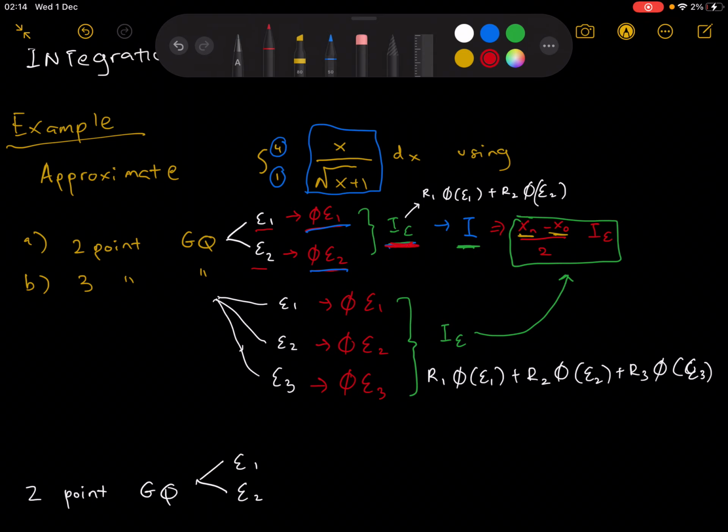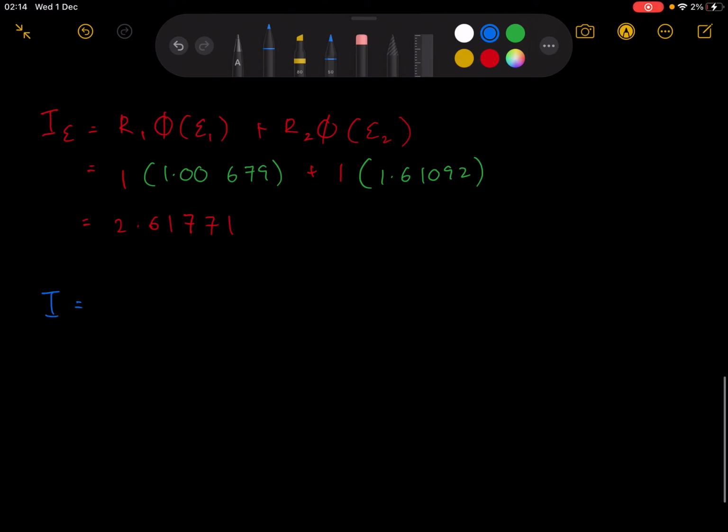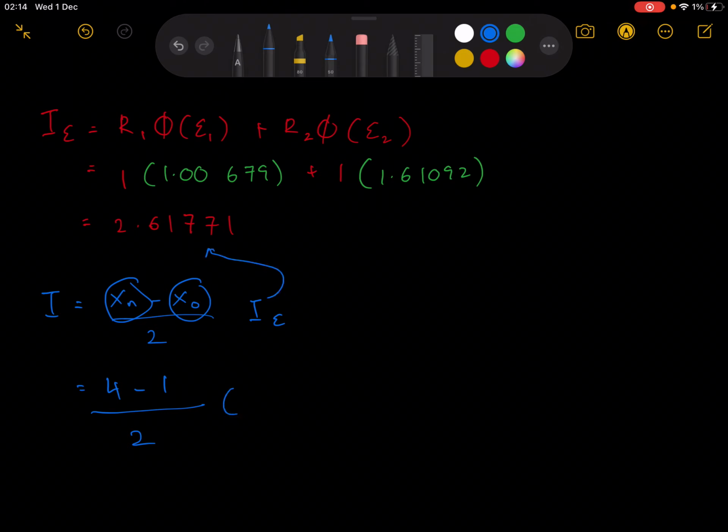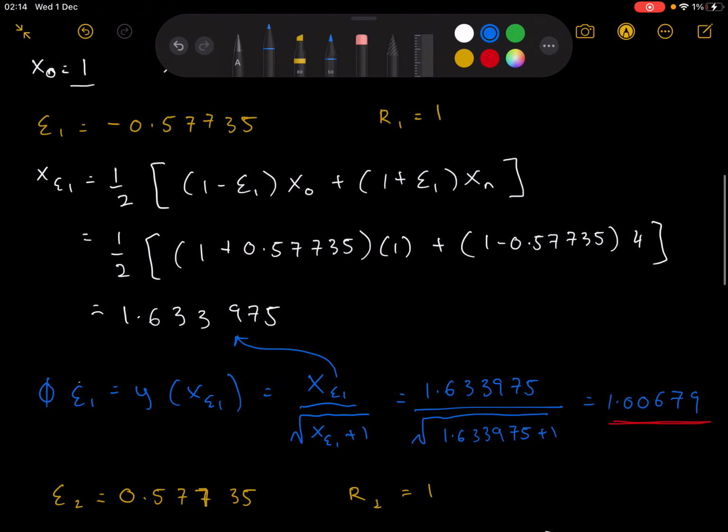So now we have determined the I zeta. So next we need to determine I, where I is given from here. So we know that I is equals to xn minus x naught over 2 multiplied by the I zeta. So the upper limit is 4 minus the lower limit is 1 over 2 multiplied by I zeta, which is 2.61771. So the answer is equals to 3.9266. So basically this is the integration.